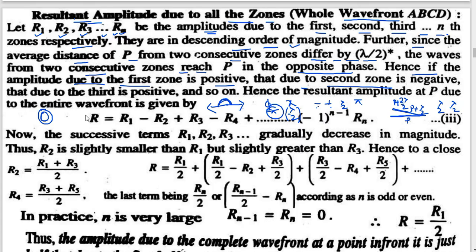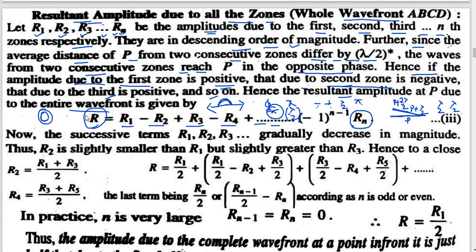So the first is positive and the second is negative. Similarly, the third is positive and the fourth is negative. Hence the resultant amplitude at P due to the entire wavefront will be R, the resultant amplitude due to all the zones. So first is R1 positive, R2 negative, R3 positive, R4 negative, R5 positive, R6 negative. At the last that will be Rn.